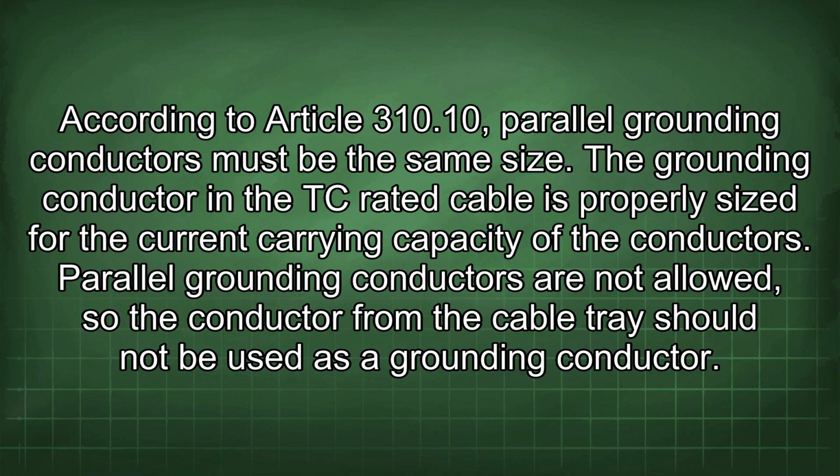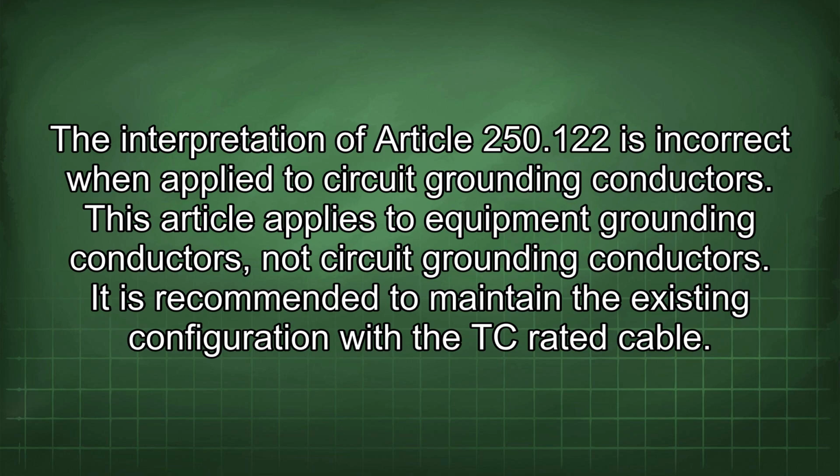Parallel grounding conductors are not allowed, so the conductor from the cable tray should not be used as a grounding conductor. The interpretation of Article 250.122 is incorrect when applied to circuit grounding conductors. This article applies to equipment grounding conductors, not circuit grounding conductors.